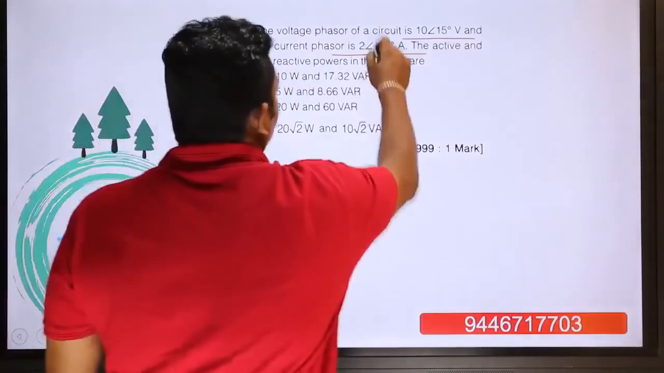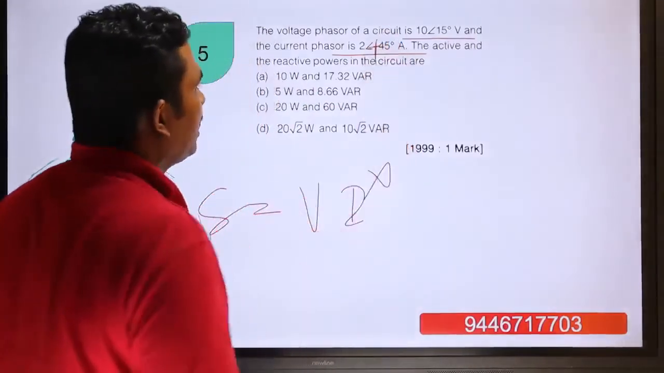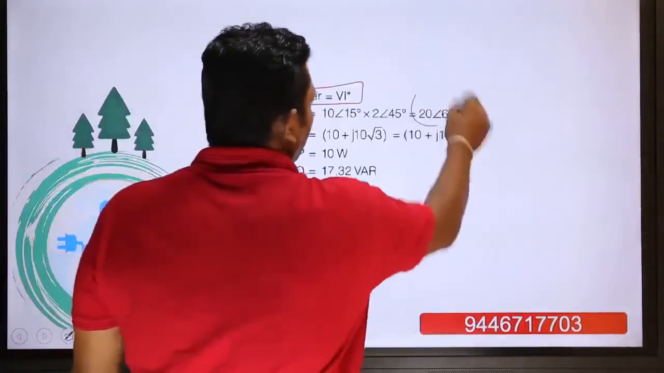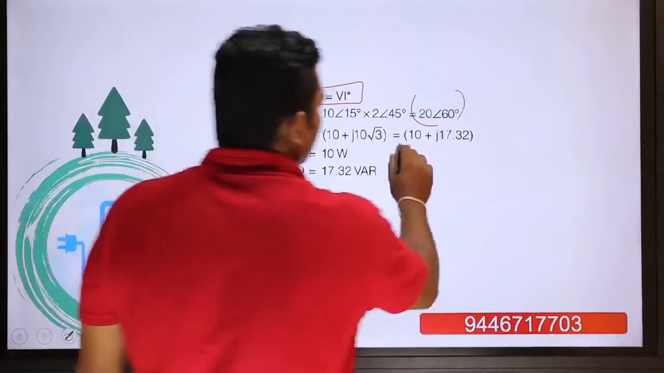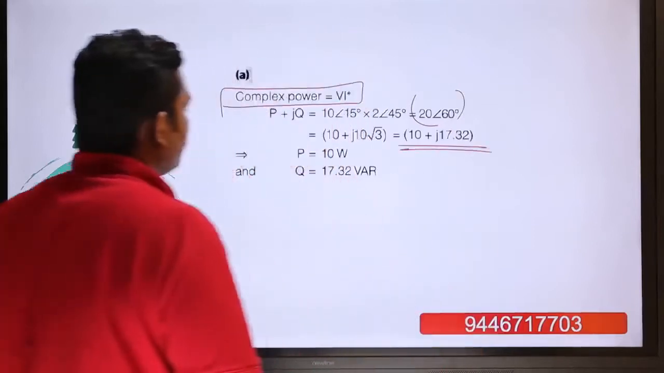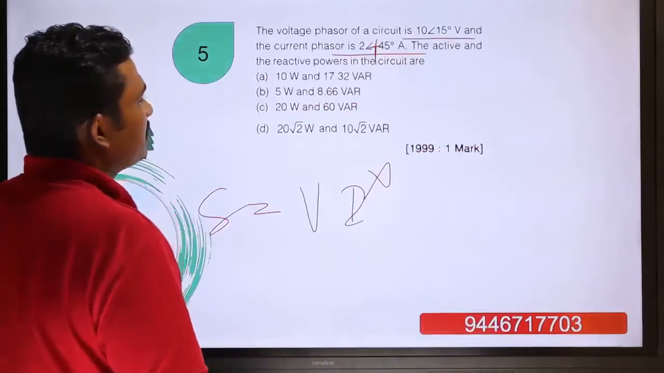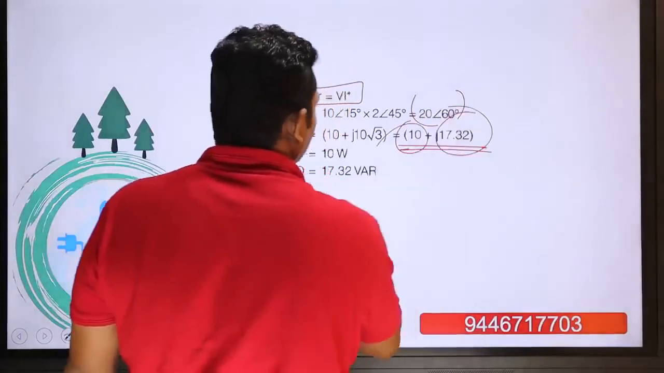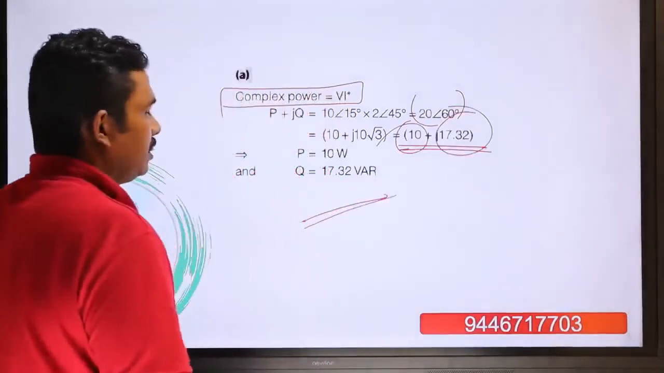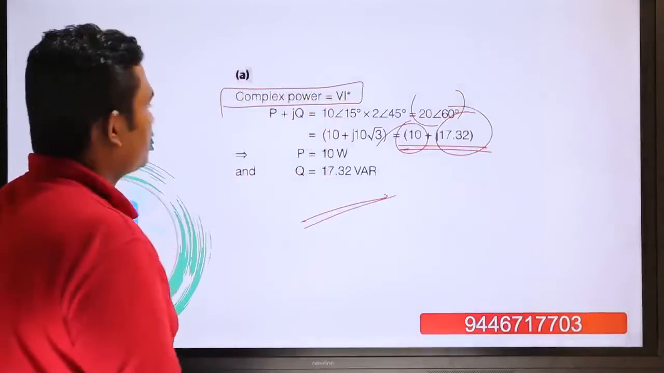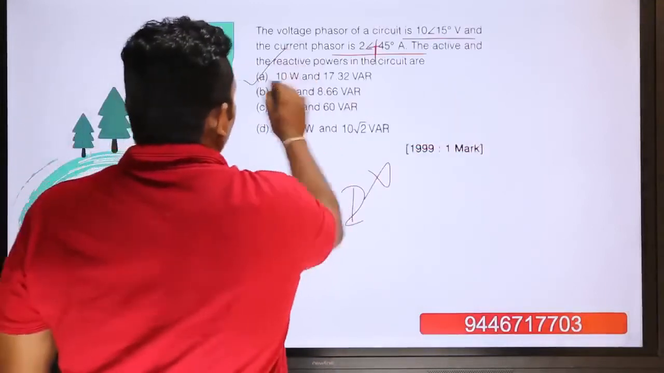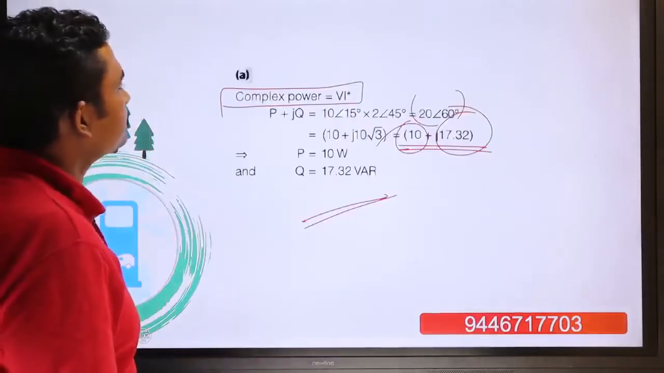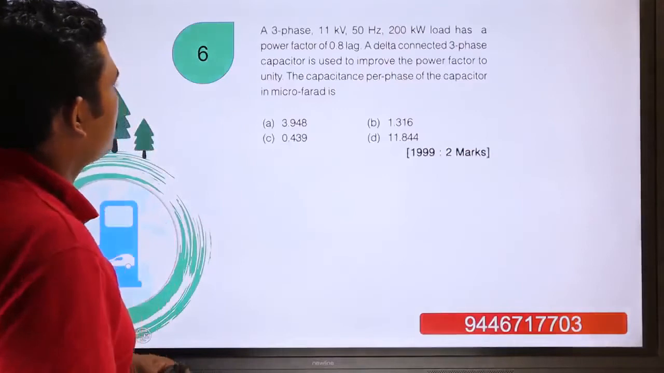So this minus 45 degree becomes plus 45 degree. So 10 angle 15 degree into 2 angle 45 degree becomes 20 angle 60 degree, which is also equal to 10 plus j17.32. The active and reactive powers are to be separated. Active power is equal to 10 and reactive power is equal to 17.32 var. So P is equal to 10 and Q is equal to 17.32, which is option A for question number 5. These are very simple questions coming from this chapter. Now moving into question number 6.